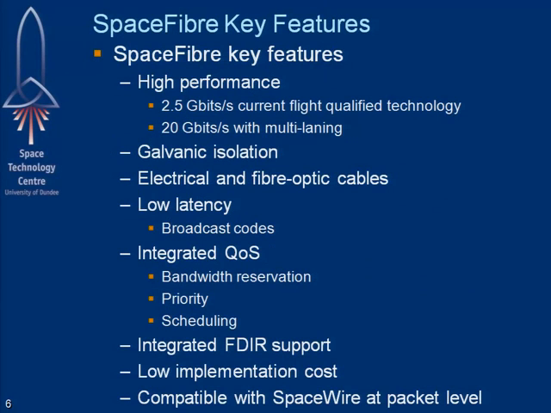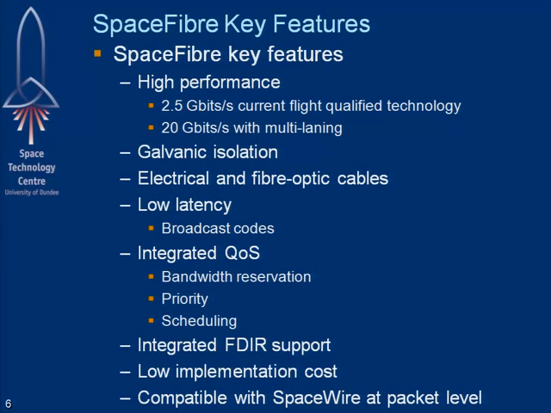Okay, so the key features of SpaceFibre are, first of all, high performance. So with current space-qualified technology, we can achieve 2.5 gigabits per second. And we have plans to take this up to something like 6.5. When we apply multi-laning, we can go at, say, 20 gigabits per second. And within Europe, this is actually the highest data rate we can foresee for future SAR missions. That's at the moment, I guess.